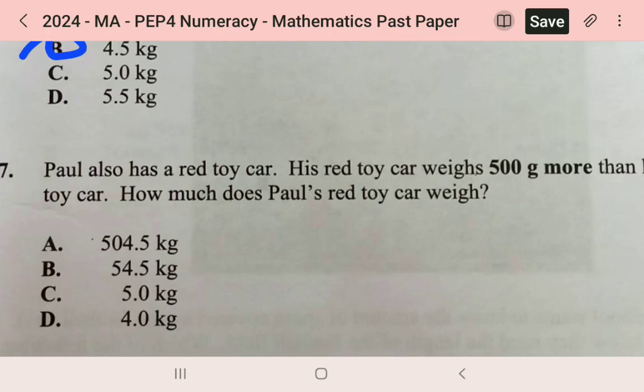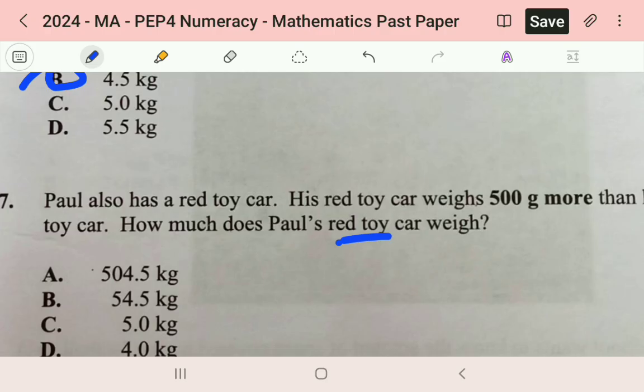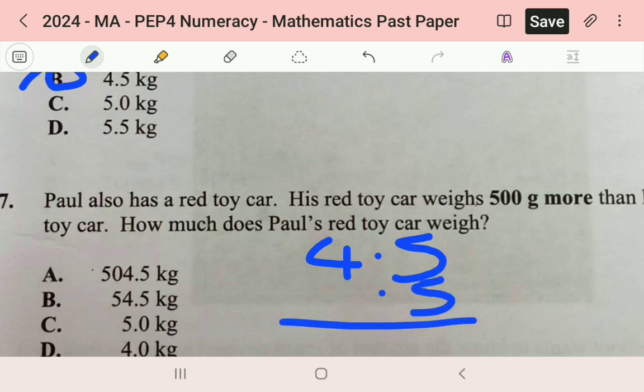All right, from gram to kilogram here. Let's work this one. So you have to do the conversion. The purple one is 4.5. 4.5 plus another 0.5, because this is half of a kg, which is 500 grams, is going to give you 5 and 5 is 10, 4 plus 1 is 5. So it's going to be 5 kg, which is C.